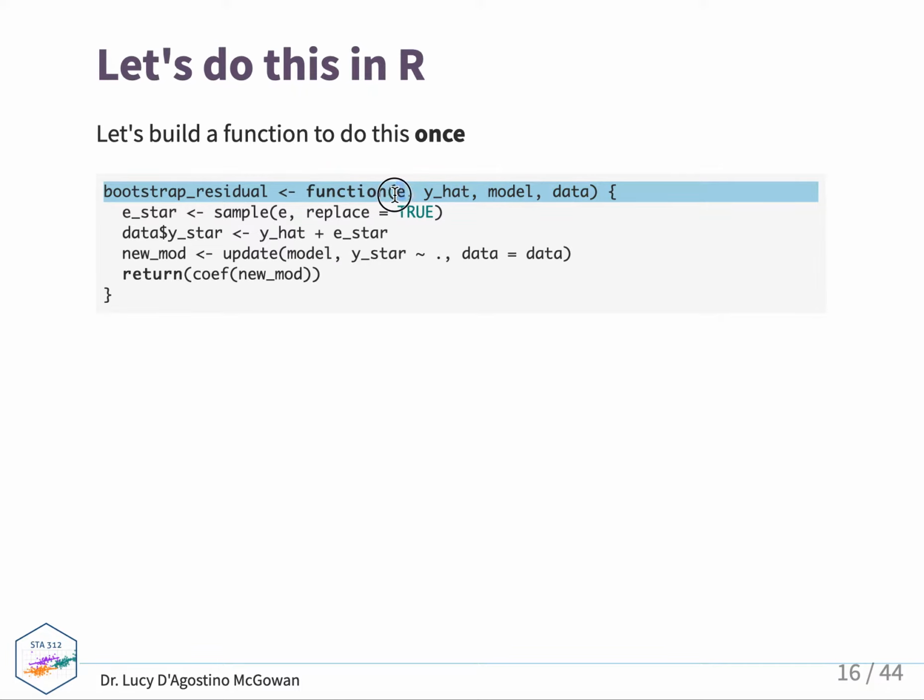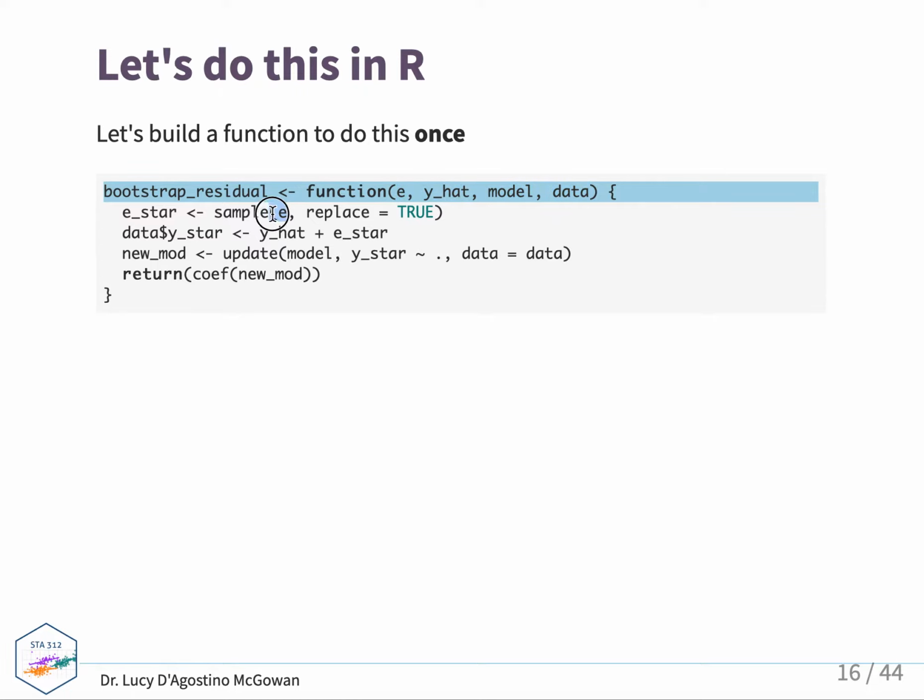I want to pass in my observed residuals, my observed Y hat, and my original model. This is the model fit on my original, observed data. And then I want to pass in that data itself. So I'm passing in my observed residuals, my observed Y hat, my observed model, and my observed data. What happens in this function is that, because I'm passing these in, anytime I refer to each of those names, it's going to refer back to whatever I put into this function when I run it.